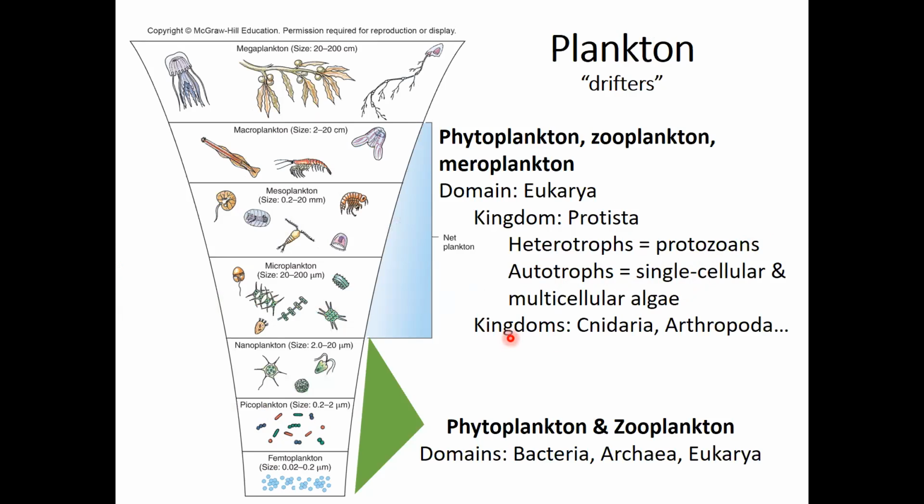But there are many other kingdoms in addition to Protista that we might see in the net plankton. So Cnidaria and Arthropoda are a couple examples, especially in the megaplankton, these larger species as well. But the larger plankton species are coming from eukarya. The very small single cellular plankton species are coming mostly from bacteria and archaea, as well as viruses.